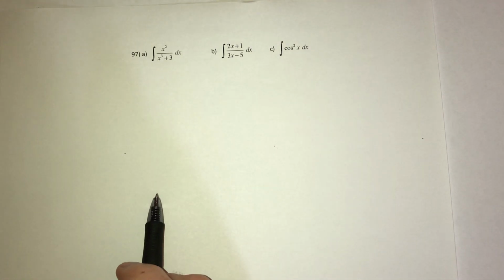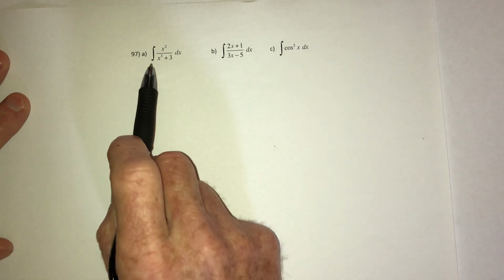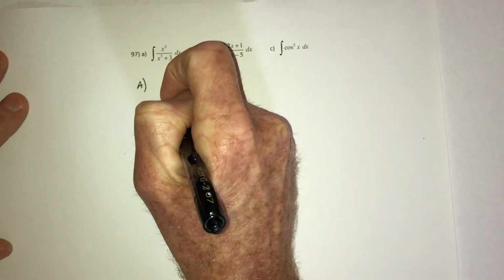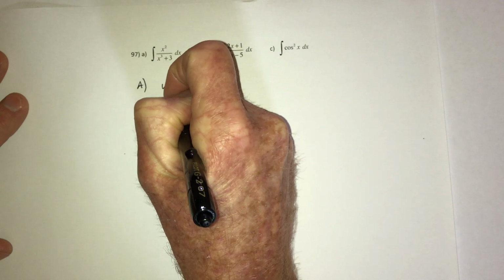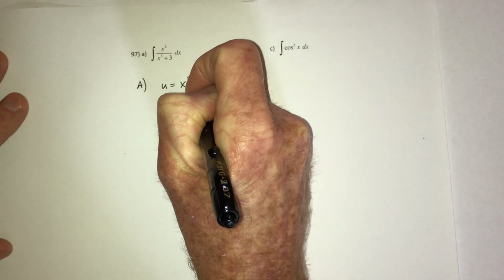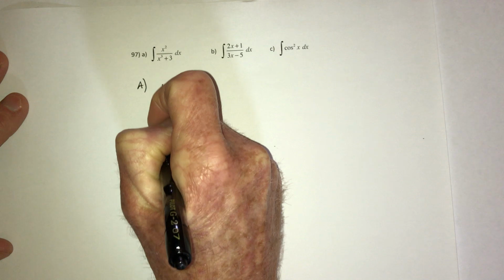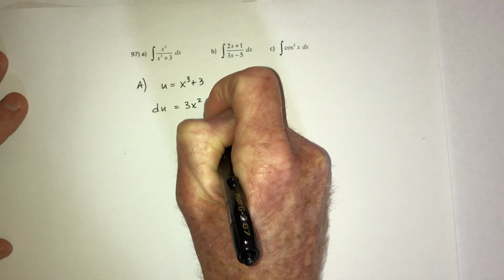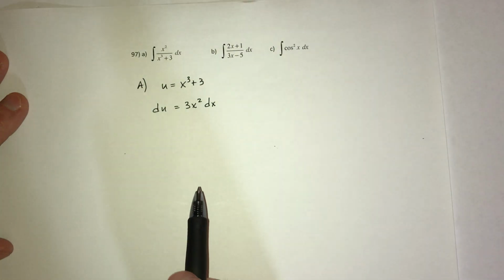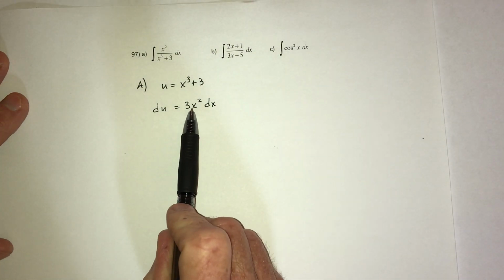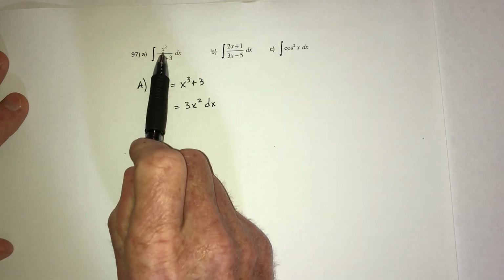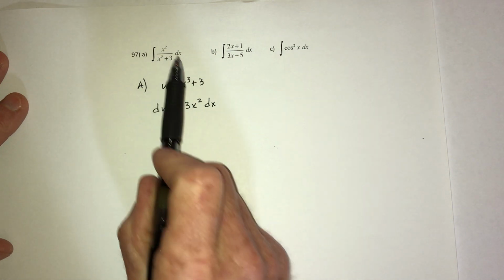Now just a few integrals or find the antiderivative. So with this one, we could use u substitution. Let u equal the bottom part, x cubed plus 3. The derivative of that is 3x squared times dx. So in order for this u substitution to work, you have to have x squared times dx. We have x squared times dx.